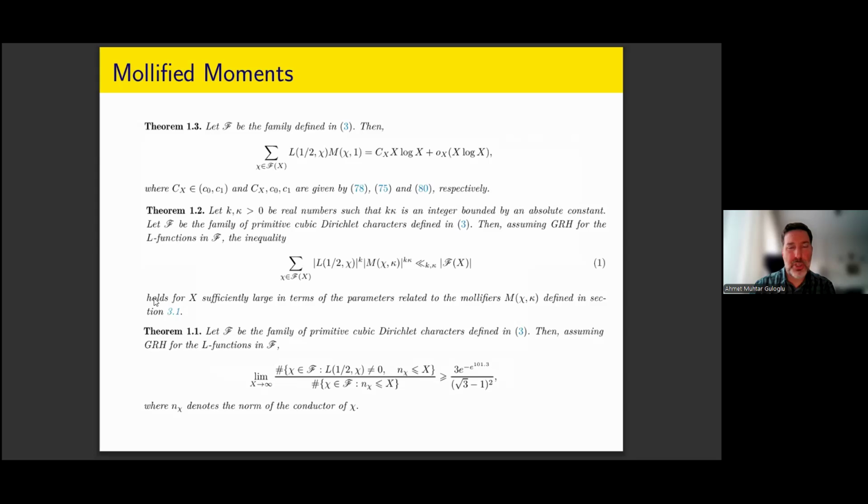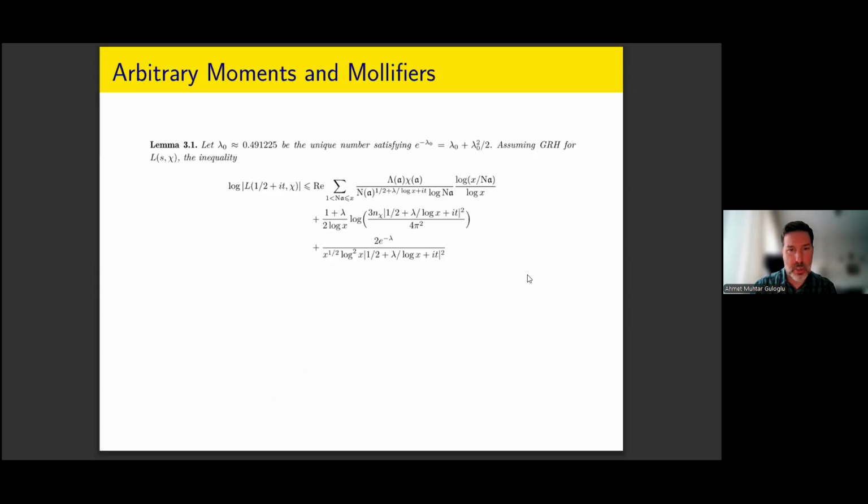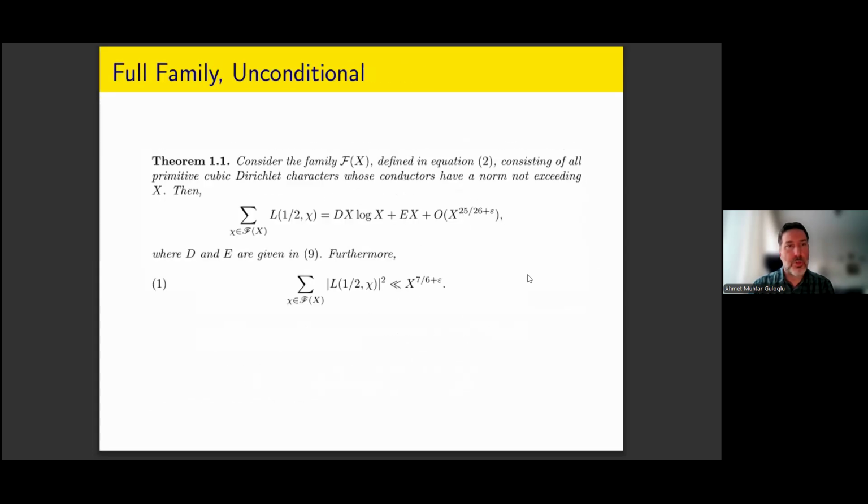So let me go back very quickly. To be able to get a positive proportion of non-vanishing, you will need the size of this and the size of this to be the same. So this is the size of our family, x log x, and this is f of x. When they are the same, then you can get a positive proportion. Normally, if you don't apply this one, you will get a larger power here, and then you won't be able to get a positive proportion. That's what happened to me in my last paper.